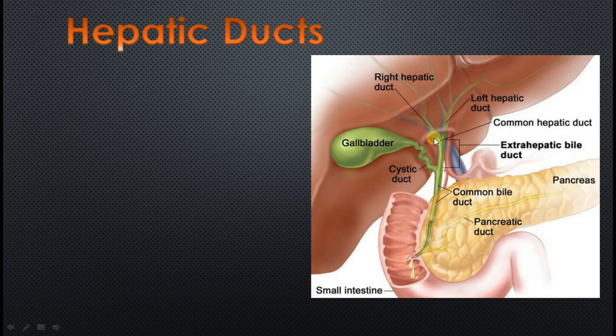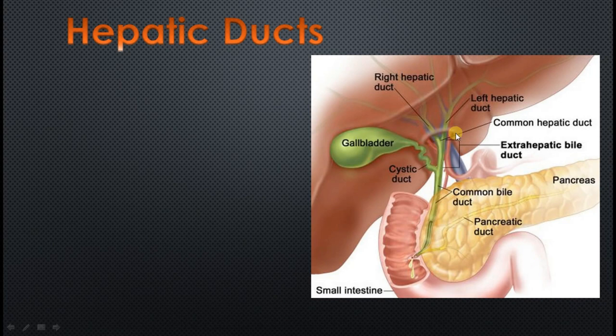The union of right and left hepatic ducts from the right and left physiological lobes of the liver. The anatomical classification of the liver into right and left lobe is different from the physiological classification of the right and left lobes. Anatomic classification is simply based on the falciform ligament: the right of the falciform ligament and the left of the falciform ligament. But physiologically, the right lobe and left lobe are supplied by the corresponding branches of the right and left hepatic artery, the right and left branch of the portal vein, and the right and left hepatic ducts.